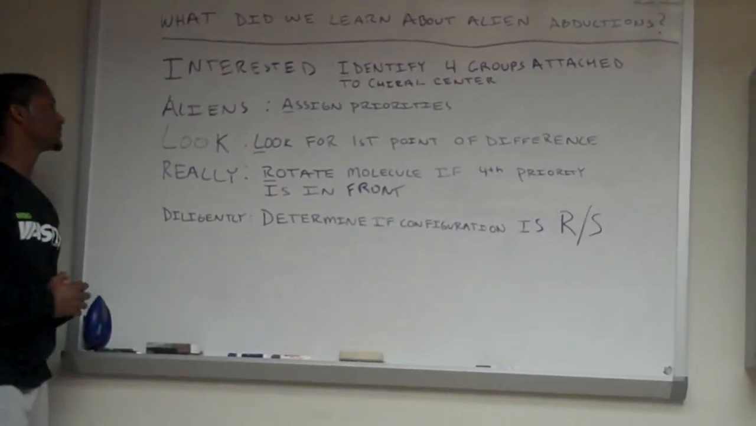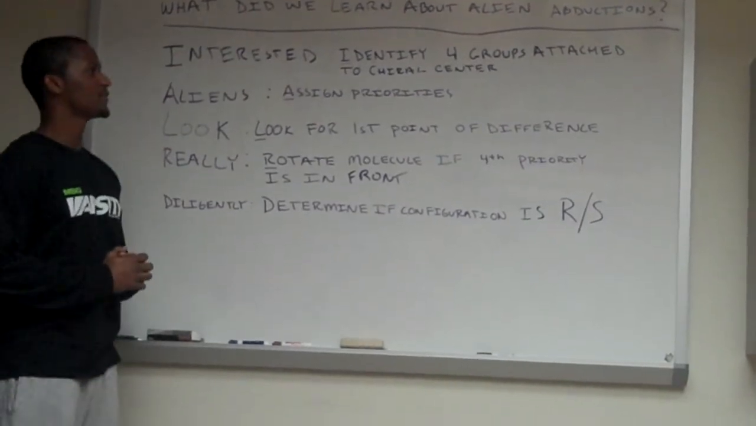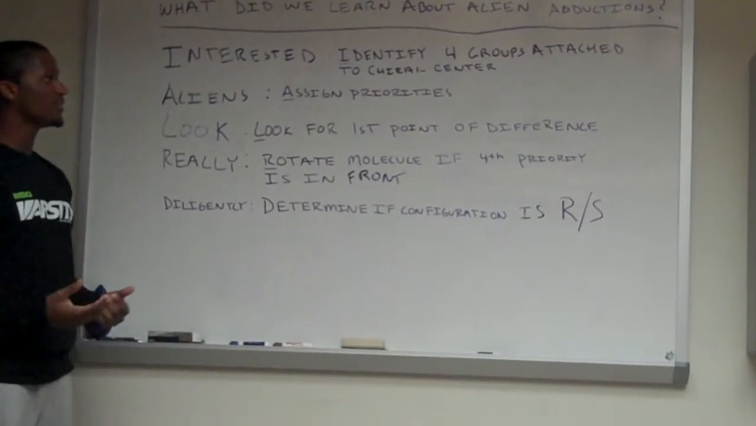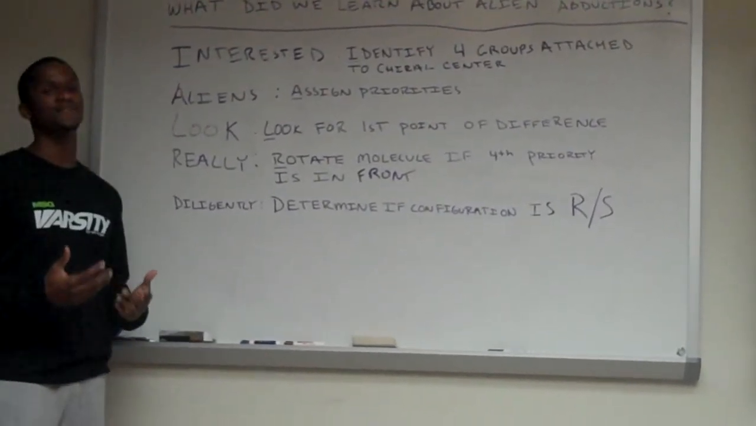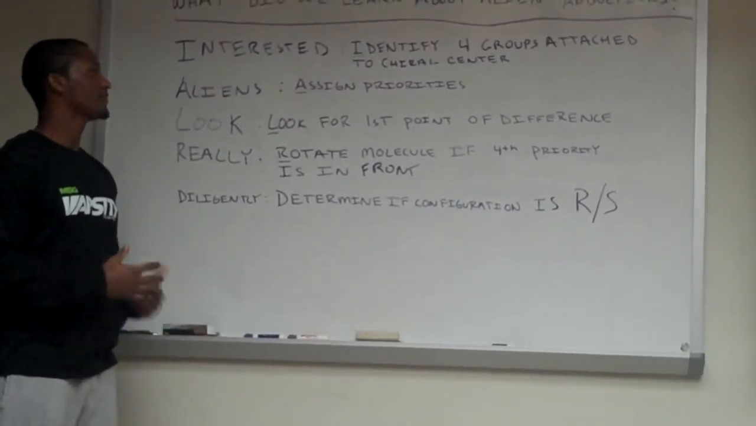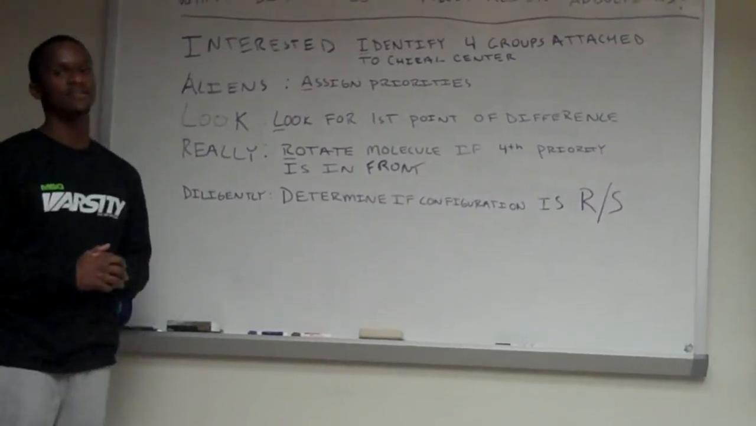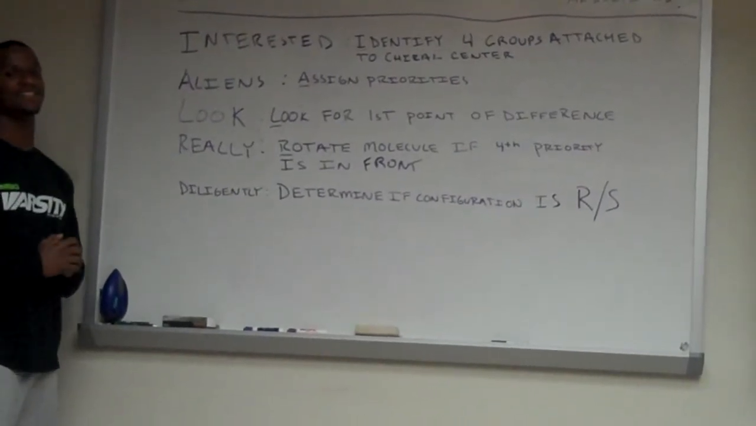The first part, which is I, really stands for identify the first four groups attached to the chiral centers. The reason why this is important is because we want to make sure it is a chiral center. We want to make sure that it is four different groups attached to the carbon center. After we identify all the groups, we want to now assign priorities, which goes on to our second part, which is assign priorities.